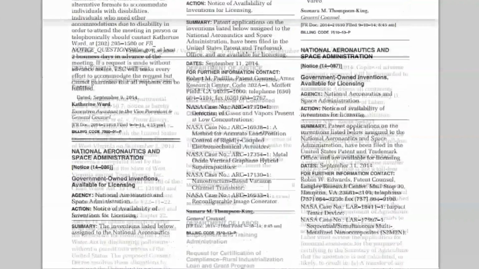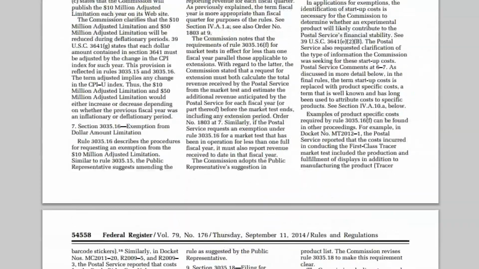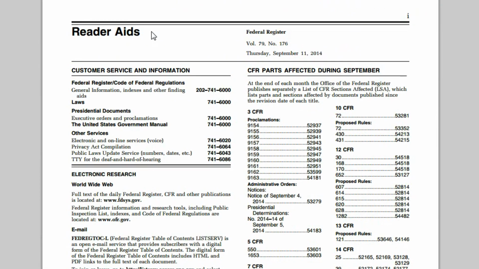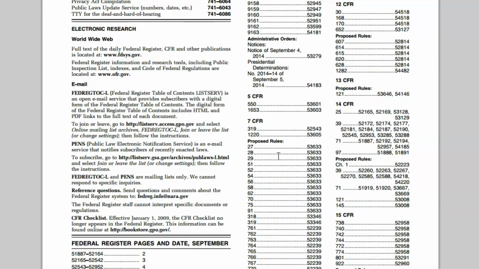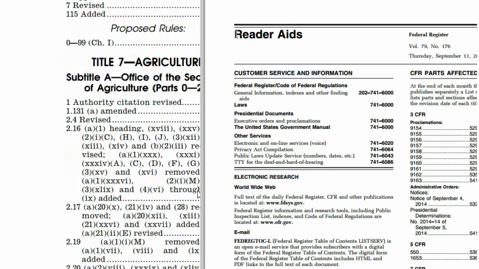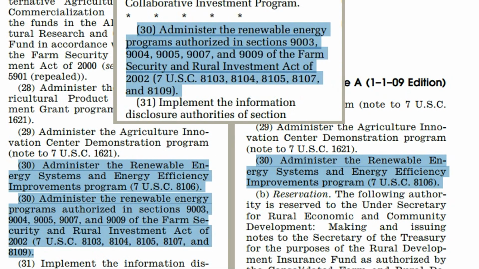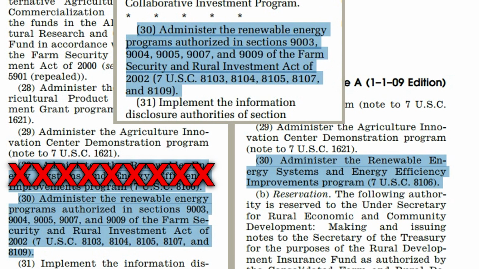Scroll to the very bottom of the issue to the section titled Reader Aids. Search the column to the right titled CFR Parts Affected for the CFR title and part number of the content in question. If additional corresponding FR documents are found, repeat step 3. If not, your research is complete. For our example, there were no references to 7 CFR 2.48 in either document, so we can say with certainty that the first paragraph 30 does need to be removed.